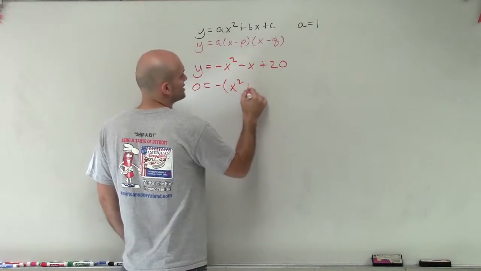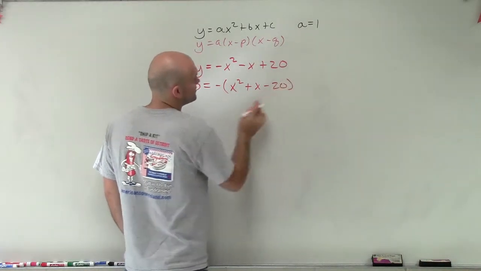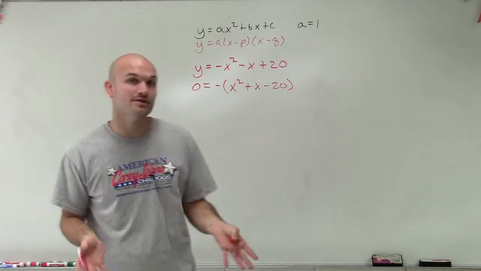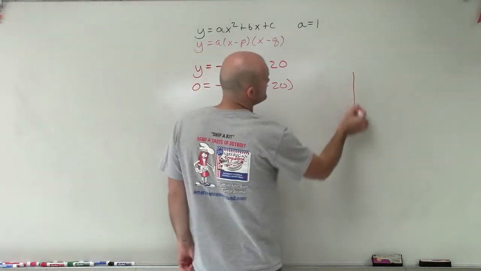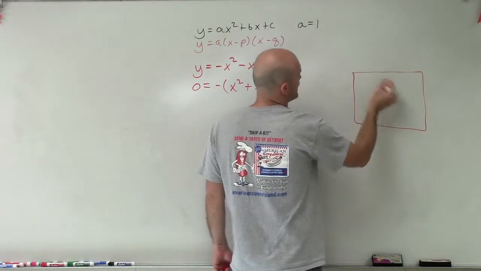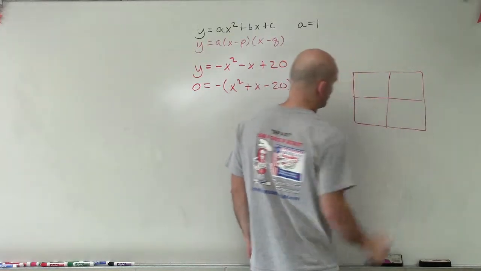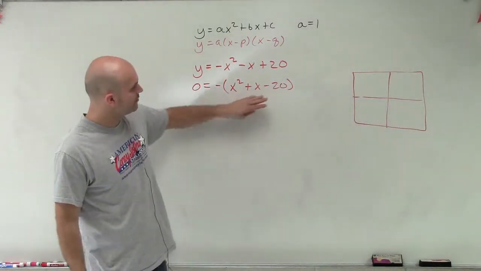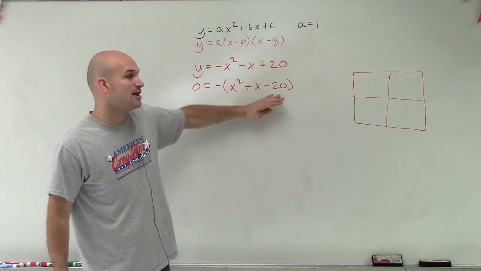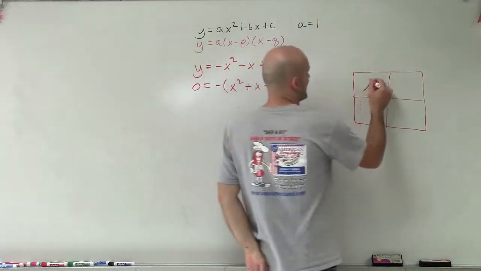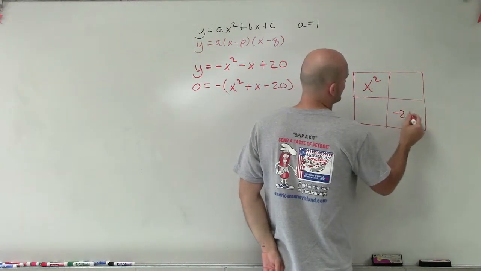So therefore, I'm going to change the sign of every value. Now, this is what I'm going to factor. And again, I'm going to use the box method to represent factoring and our product as an area. All right. So what we do is when we want to find this, remember, this represents the area of a rectangle. So therefore, I'll have an x squared here and a -20 here.